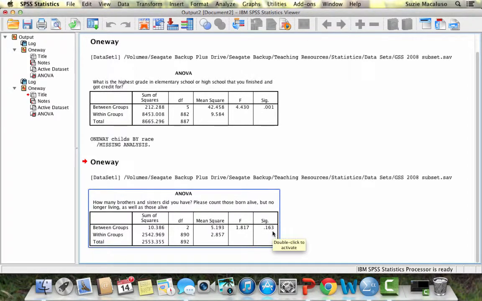So any differences that we see between the groups is simply due to chance. There's as much variation within a group and within a racial category as there is between racial categories. So that's how you would calculate ANOVAs.